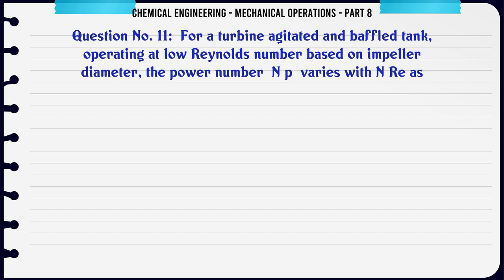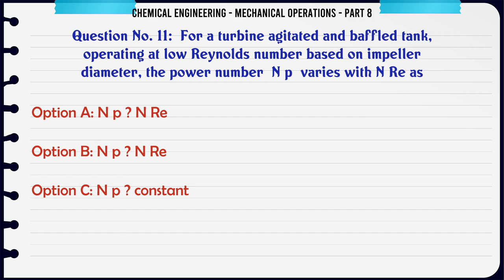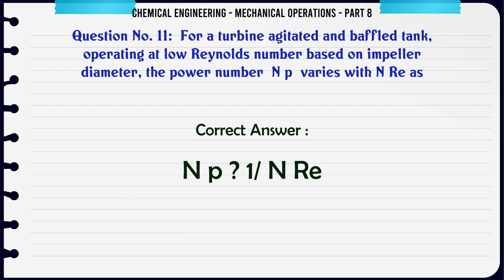For a turbine agitated and baffled tank operating at low Reynolds number based on impeller diameter, the power number NP varies with Re as A. NP ∝ Re. B. NP ∝ Re. C. NP constant. D. NP ∝ 1/Re. The correct answer is NP ∝ 1/Re.